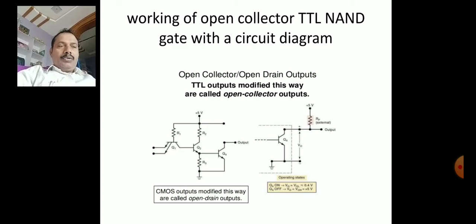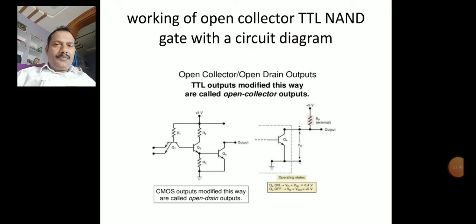So now let us see the diagram here. This is the simplest form of TTL NAND gate. If you observe the diagram, it can be seen that a multi-emitter transistor Q1 is used to drive the output of transistor Q2. Now the inputs are given to the emitter terminals of transistor Q1 and the output is taken from the collector of transistor Q2.